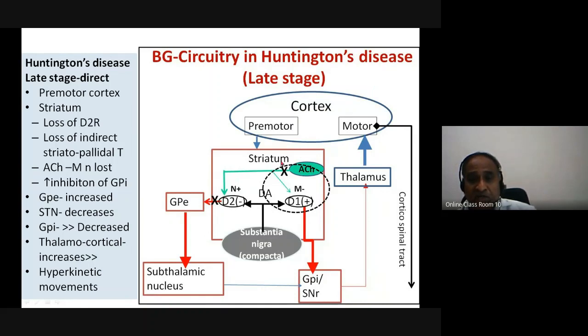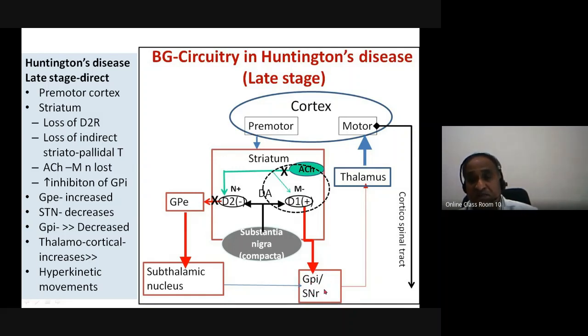The cholinergic neurons are lost. I have put a cross here with a style choline. And when the cholinergic neurons are lost, the output or the muscarinic inhibitory inputs are diminished or absent. That means the excitatory part of the D1 receptor is uninhibited, so there is more output coming from these neurons. This output is inhibitory, that inhibits the GPI.